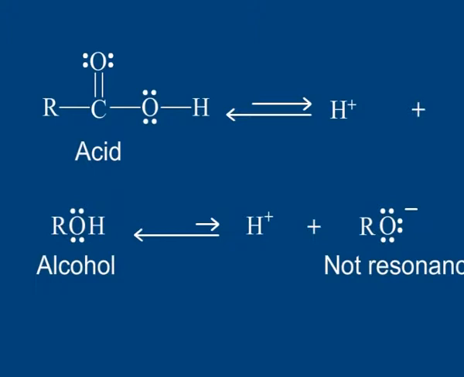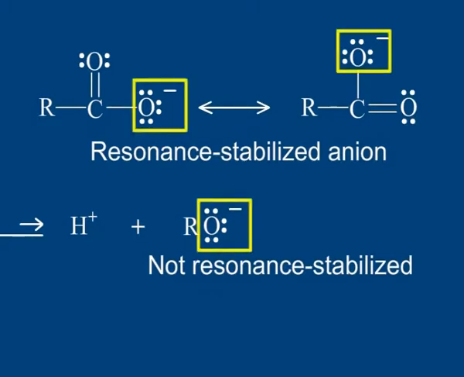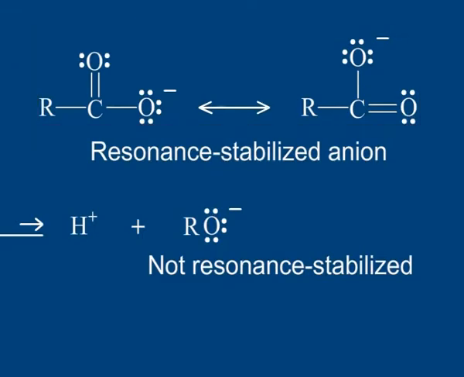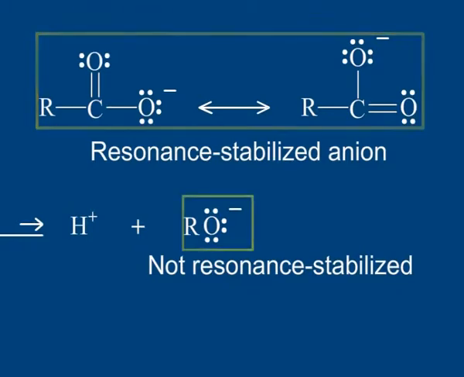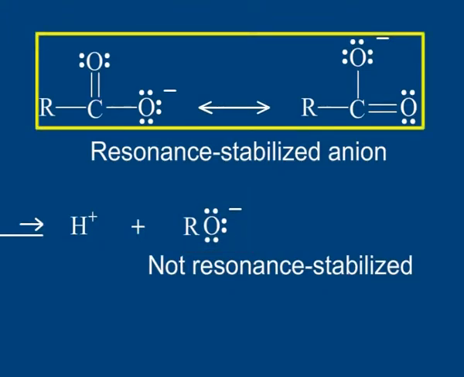Carboxylic acids and alcohols can both act as Bronsted-Lowry acids and ionize to give a proton and the carboxylate anion and alkoxide anion. Each base has a negative charge on an oxygen atom. The carboxylate anion is resonance stabilized and more stable than an alkoxide anion. The reason for this stability is that the electrons in the carboxylate anion can be delocalized over both oxygen atoms, while in the alkoxide anion, electrons are present on one oxygen atom. Greater the delocalization of electrons, greater the stability of the anion.